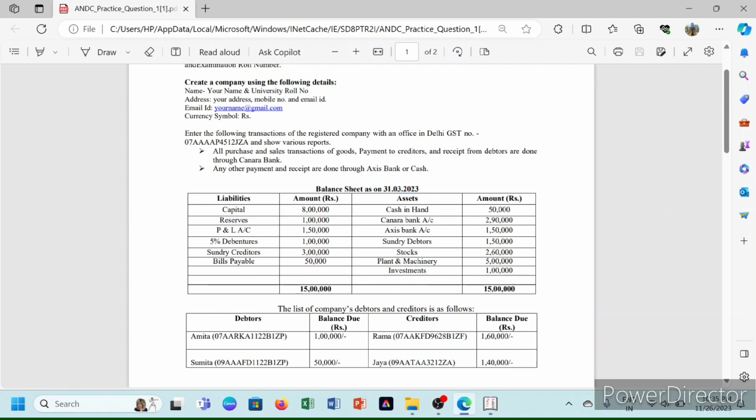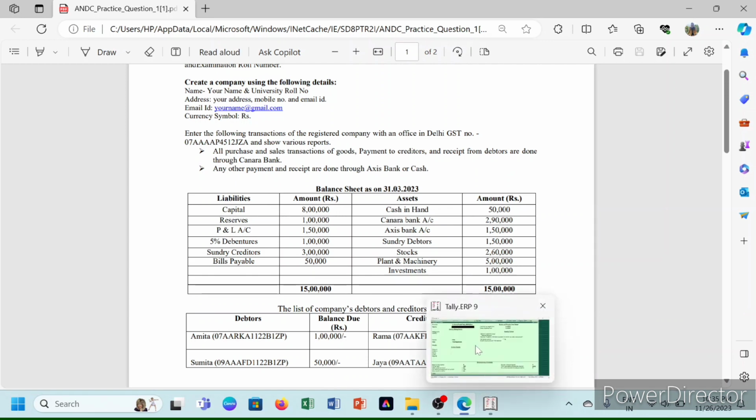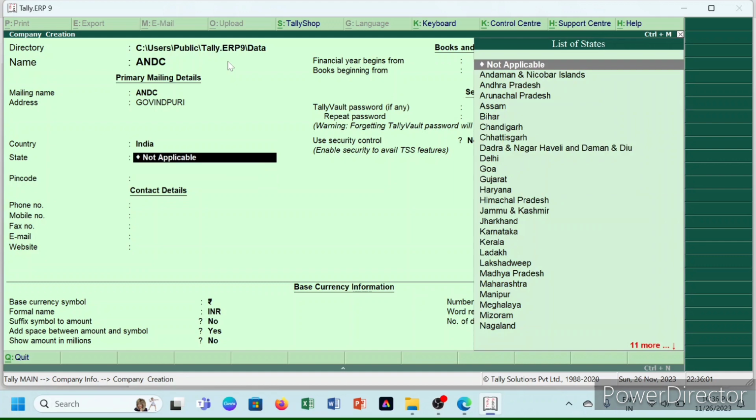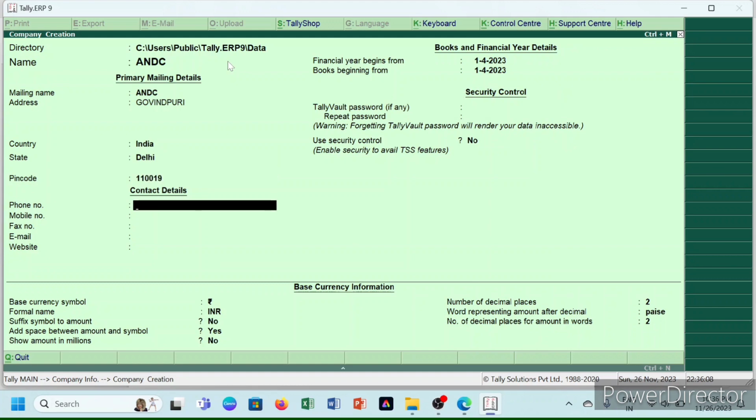Financial year, as you can all see, is 31/3/23. So financial year 22/23. Let's see. My company name is ANDC. Address Govindpuri. State is Delhi. You can put any phone number, email ID. Financial year is correctly given here. Currency is rupees, so no changes have to be made.